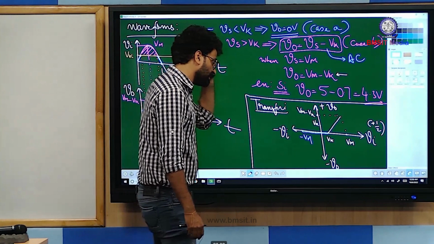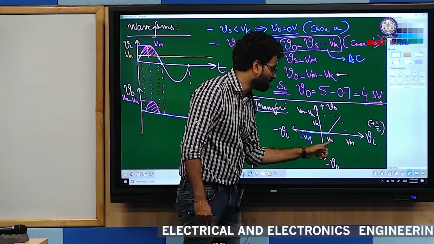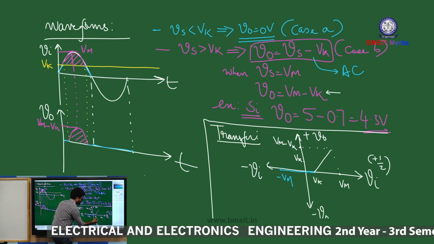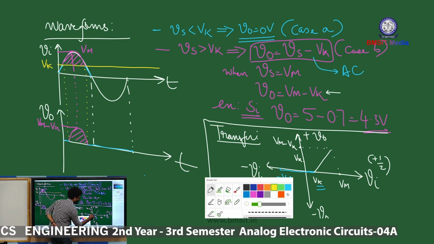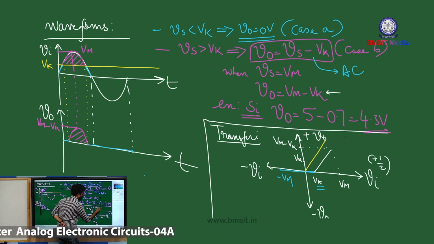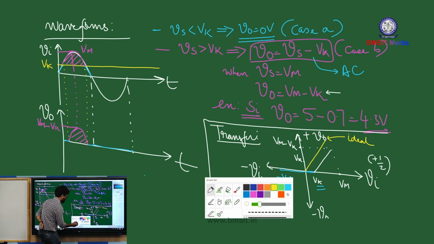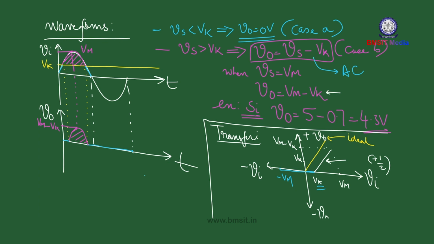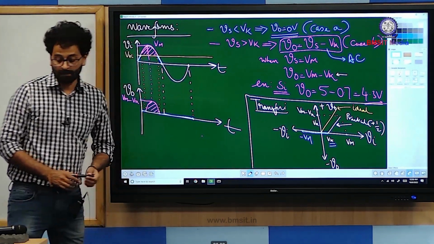So your transfer characteristics in case of practical diode is getting shifted by Vk level. This is what you have to understand. In case of ideal diode analysis, you have observed that it was starting right from the origin. So this is for ideal. The yellow line stands for ideal, and this white line stands for practical. So this is how the barrier potential reshapes the waveform. Okay, that's it for today.